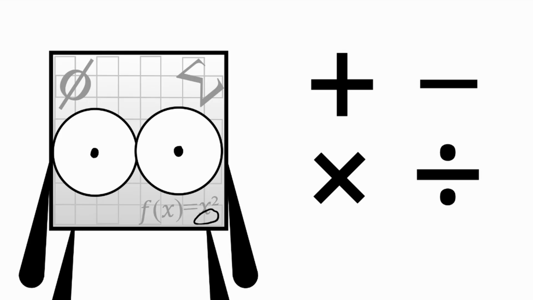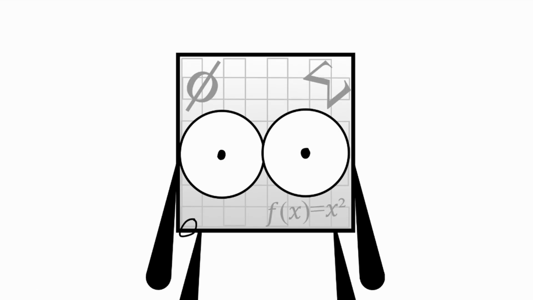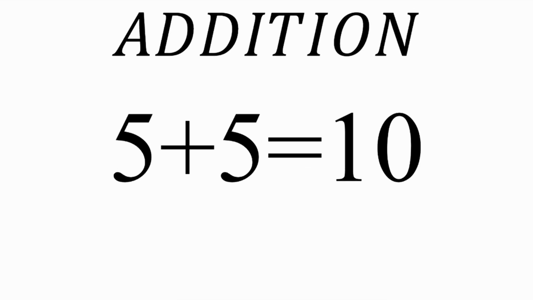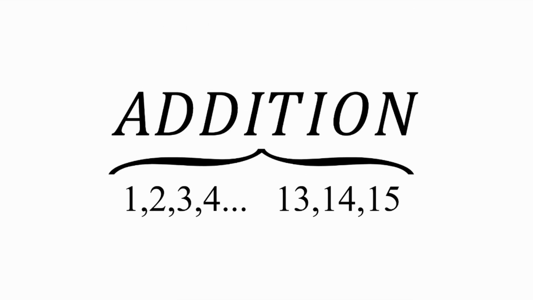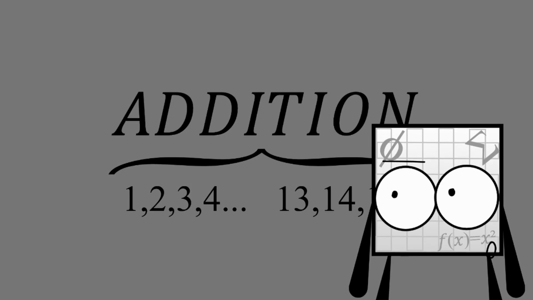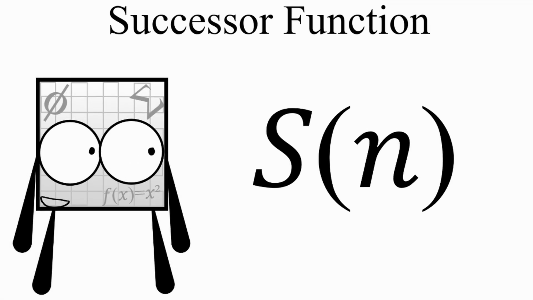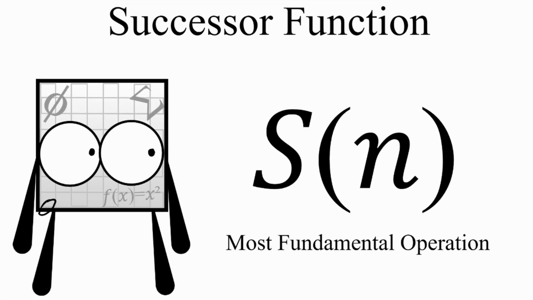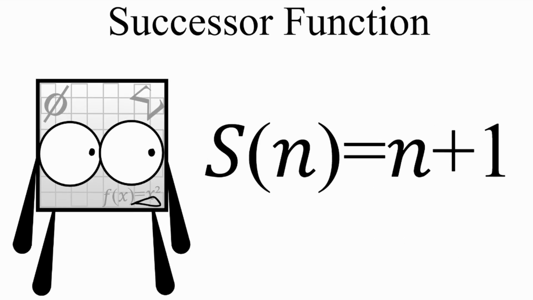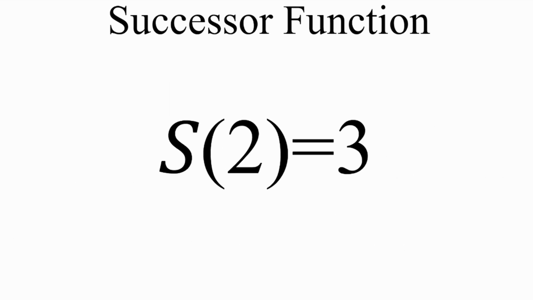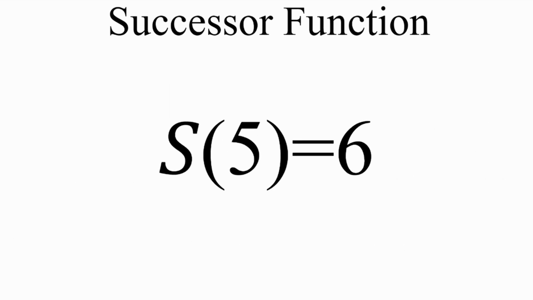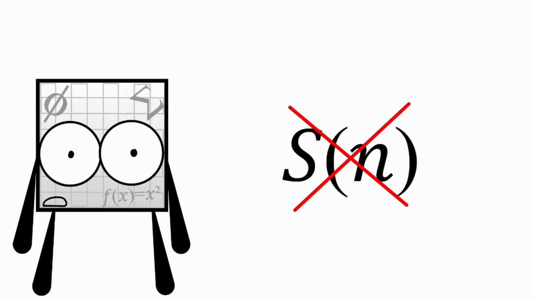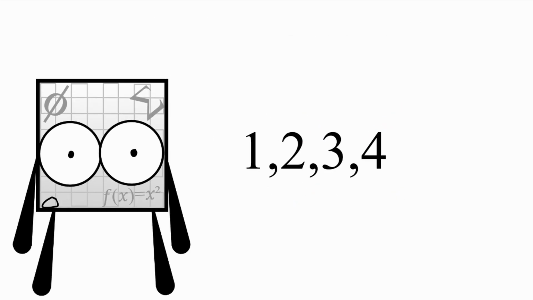Now, I'm sure everybody watching this knows how to use these, but we don't usually take a deeper look into what these operations actually are and what they do. For example, addition, which adds the value of one number to another, is just repeated succession. Wait, succession? That's right, the successor function is essentially the most fundamental operation. In simpler words, you're just adding 1 to your number. So, s of 2 would be 3, s of 5 would be 6, and so on. However, we don't really use this function, as we kind of instinctively know which number comes after one another.